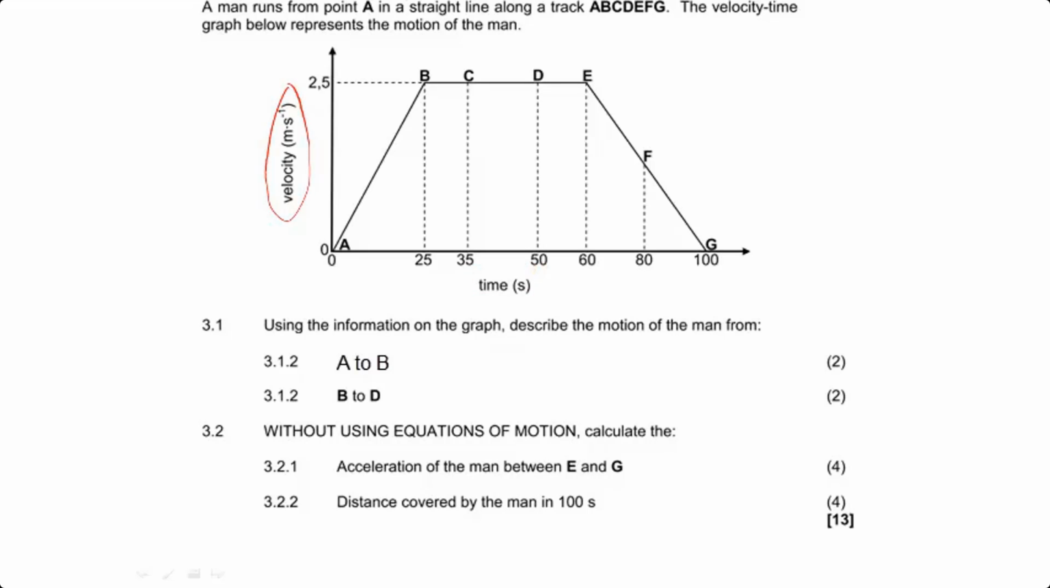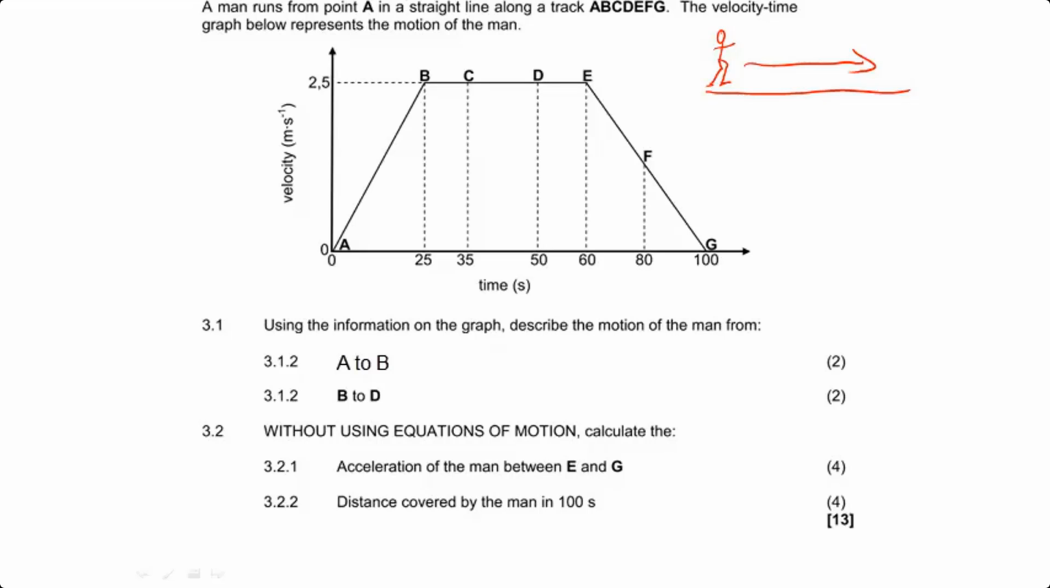So he doesn't run up a hill and then flat and then down a hill. That's not what this graph is meaning. It's his velocity that increases, remains constant, and then decreases, while the man all the time is actually running on a straight, flat line in the positive direction. We can see that because everything's above the zero.